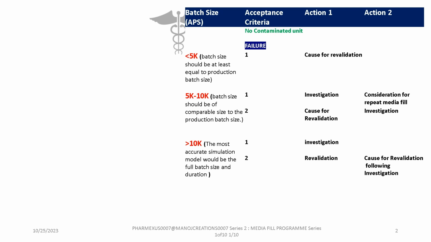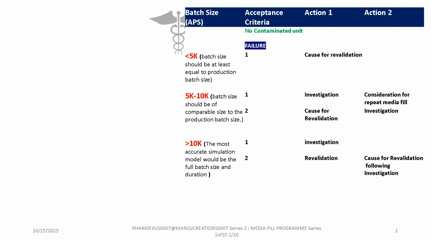For the batch size of 5,000 to 10,000, if there is a contamination of 1 unit in this batch size, then the action level number 1 states it is an investigation of that failure mode, and action level number 2 states that it is a consideration for repeat media fill. Now, for the same batch size of 5,000 to 10,000, if there are 2 failures, 2 contaminated vials or contaminated ampoules, then the action level 1 states it is a cause for revalidation, and action level 2 states that it is an investigation.